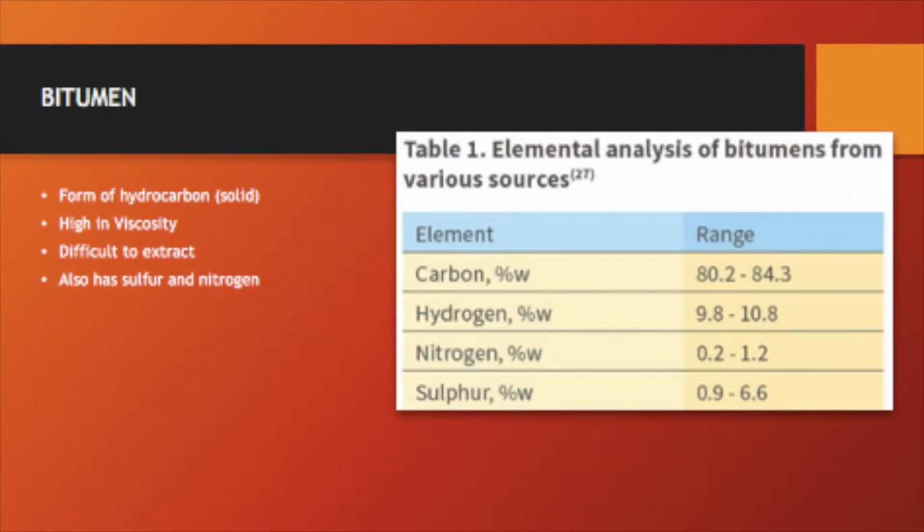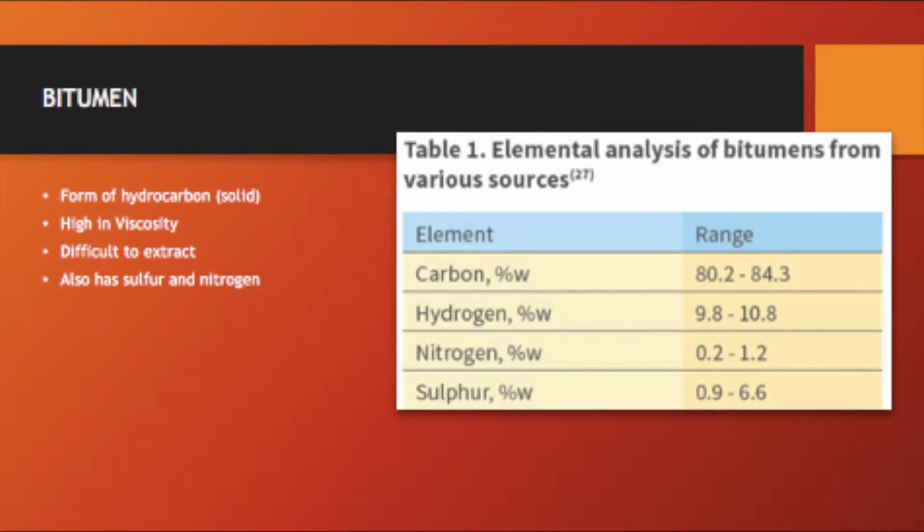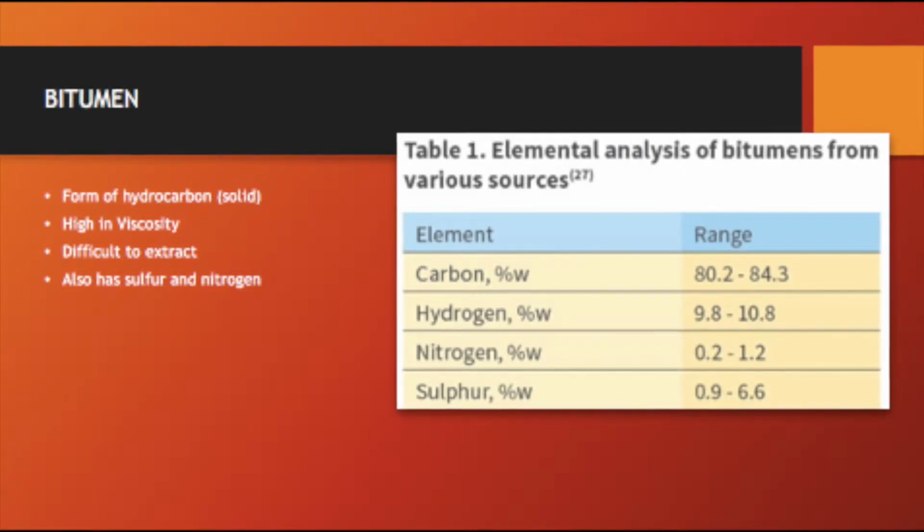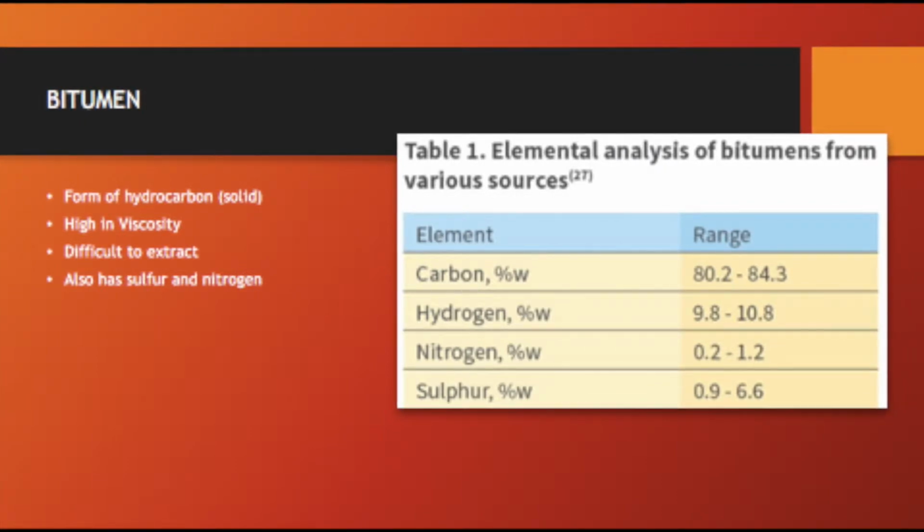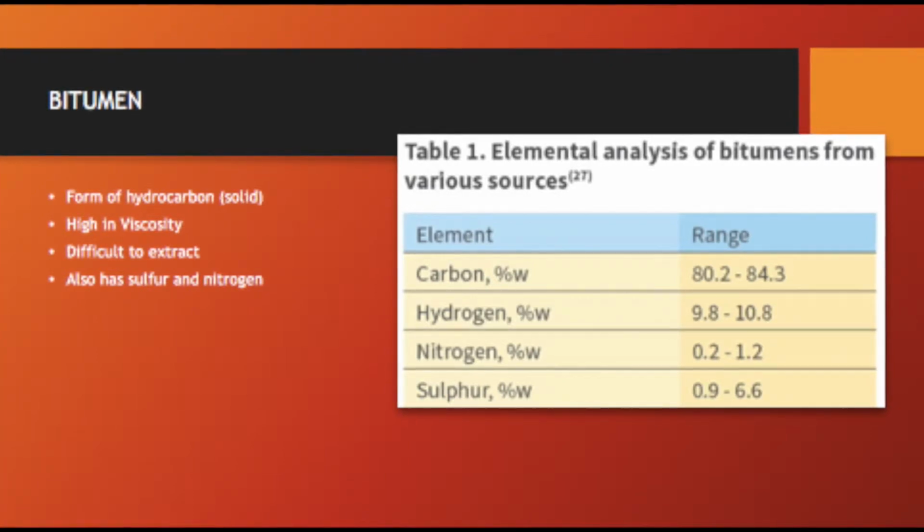So now let's talk about bitumen. Bitumen is a form of hydrocarbon that creates crude oil. It is very thick and viscous, which means it is similar to glue. So it's very thick and gooey, which is the reason it is so difficult to extract. It is also known as asphalt. Chemically, bitumen is made up of mostly carbon, but also has hydrogen. It also includes sulfur and nitrogen.